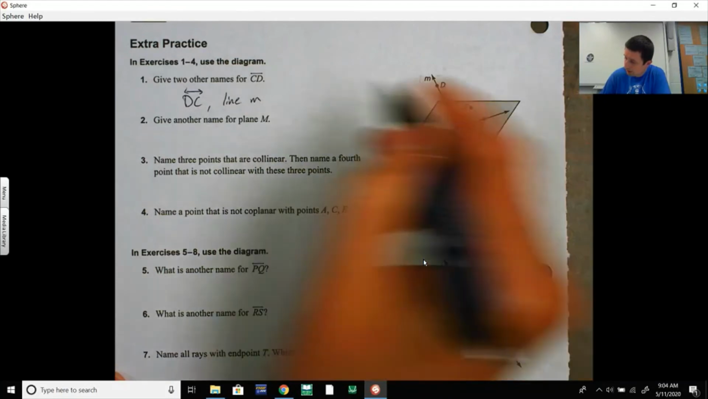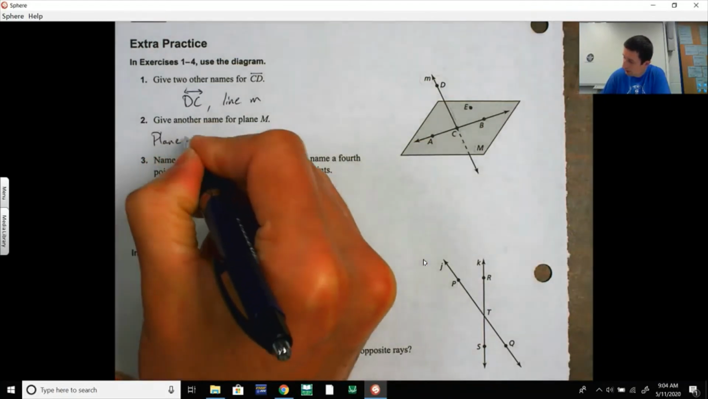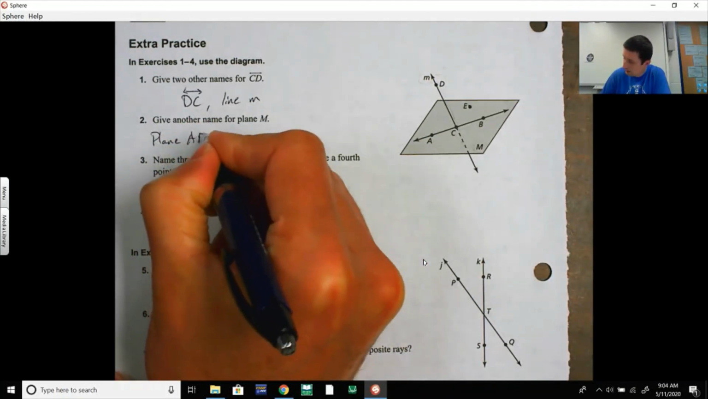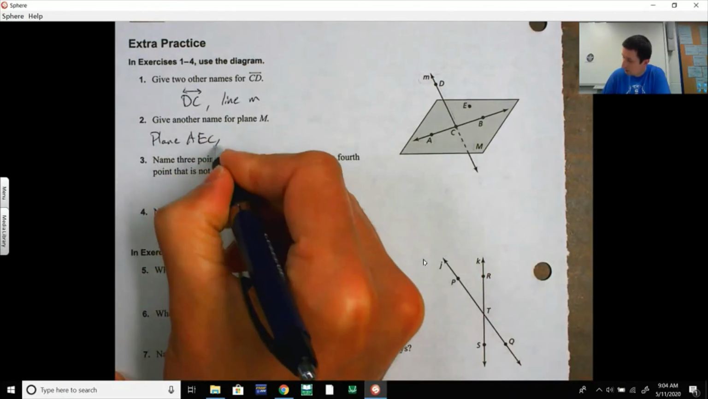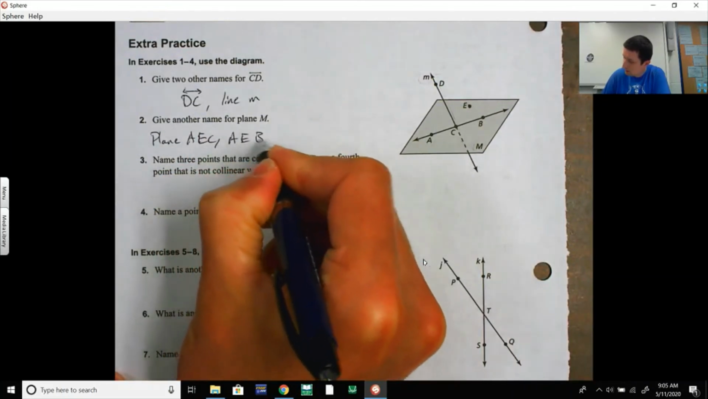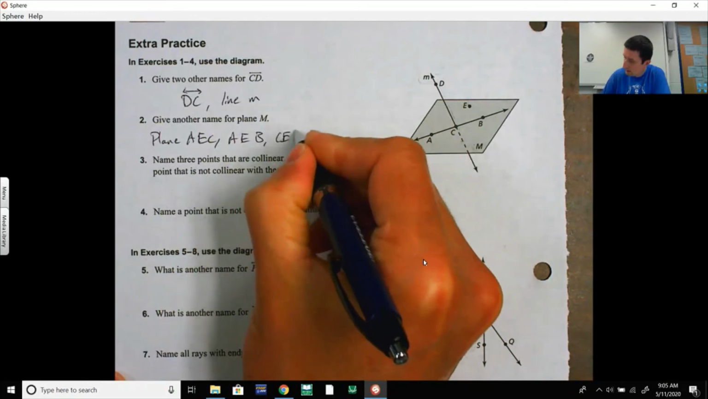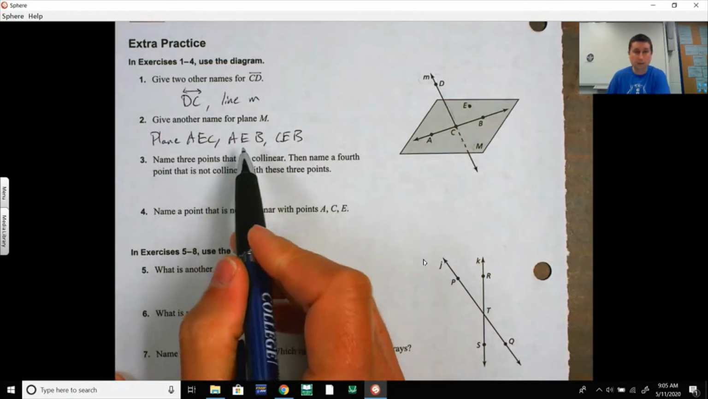But here's E. I could go plane AEC, or I could go AEB, or CEB. Any of those options would work. Those are actually three options there.